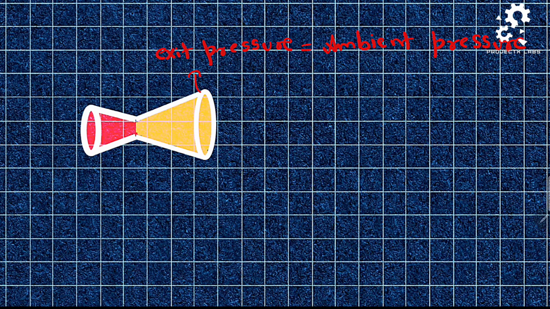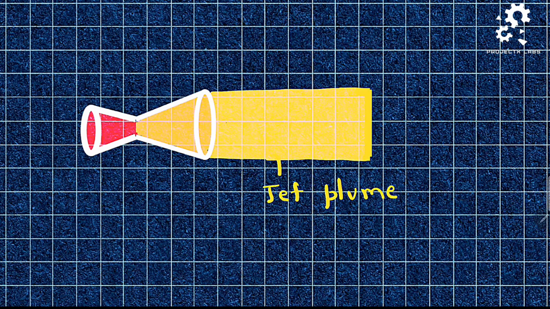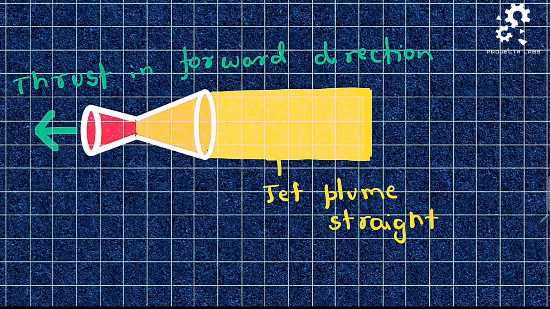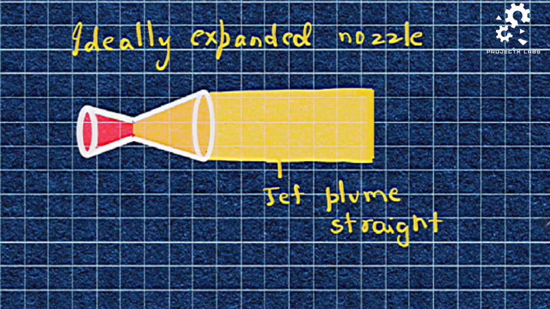When the jet exit pressure matches the surrounding pressure, it results in a jet plume which is straight, enabling more thrust in the forward direction. This is an ideally expanded nozzle and is designed for good liftoff.